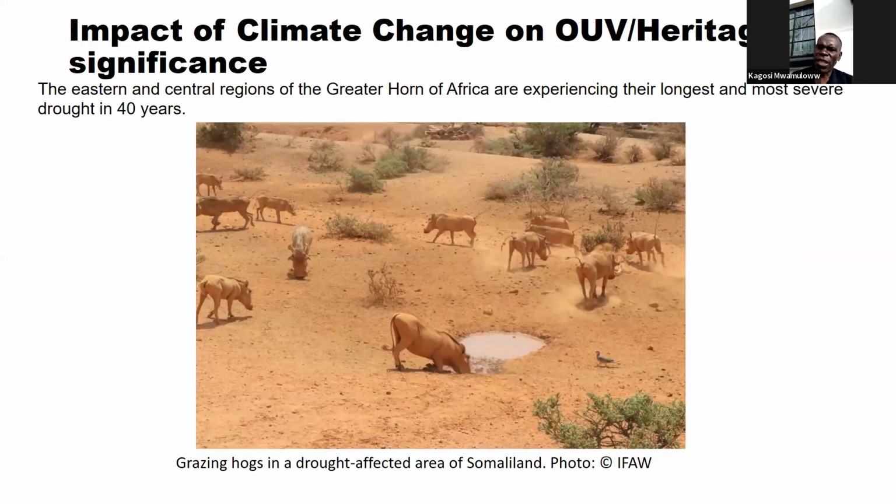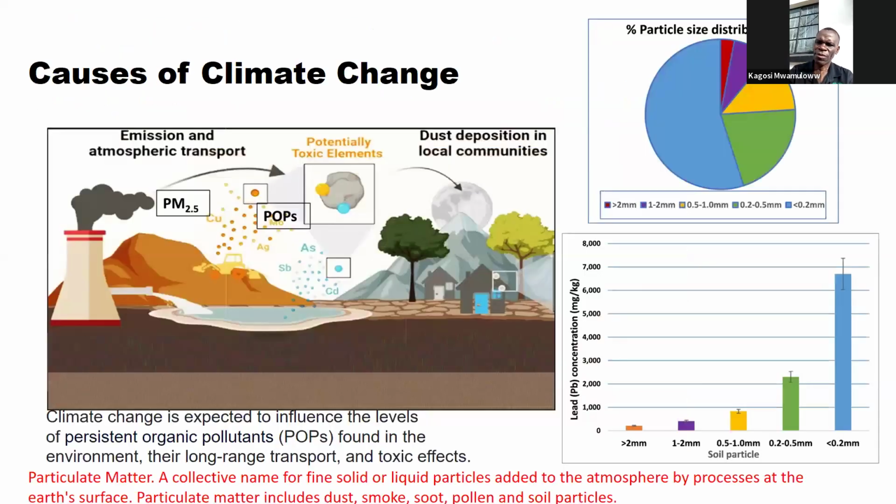So you can also see that climate change has got impact on wildlife existence. In some cases, you find that due to lack of water, due to drought, in most cases, wildlife ends up being wiped out. Let's go to the next slide.